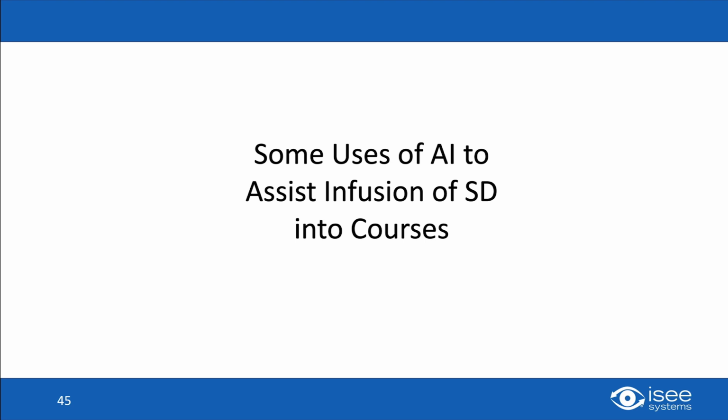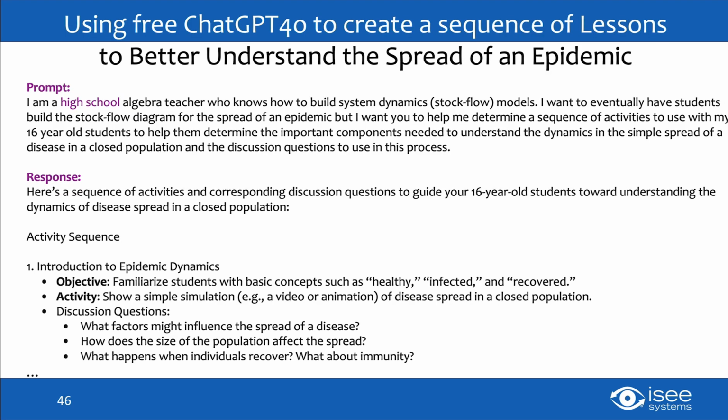Although artificial intelligence was not around when I was teaching high school mathematics, I am excited about how this technology can help teachers enhance their teaching strategies. One experiment I did using artificial intelligence was to ask how I might set up a sequence of activities in my second-year algebra class to teach a short unit on the spread of an epidemic. I show the prompt I gave to the free version of ChatGPT 4.0 and the results that AI gave back to me.